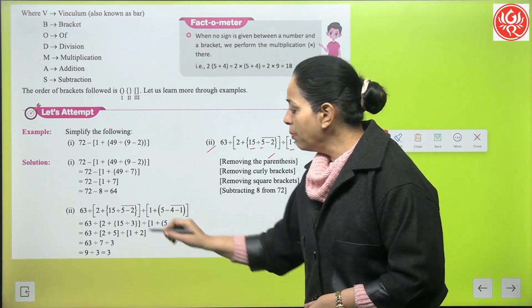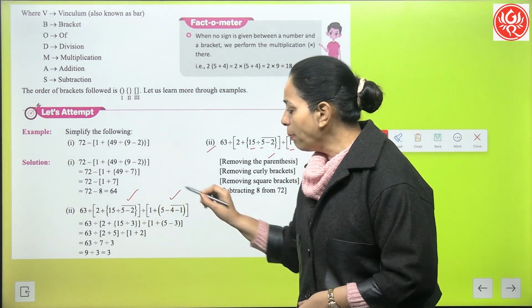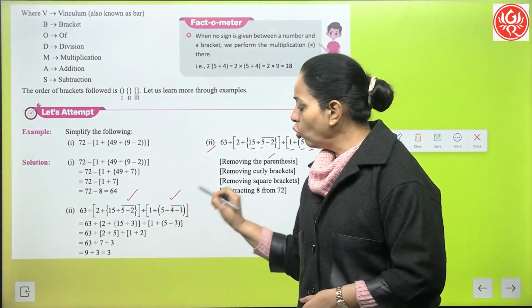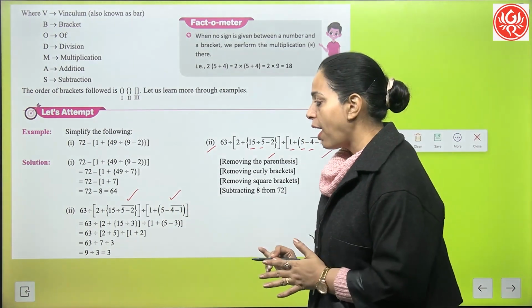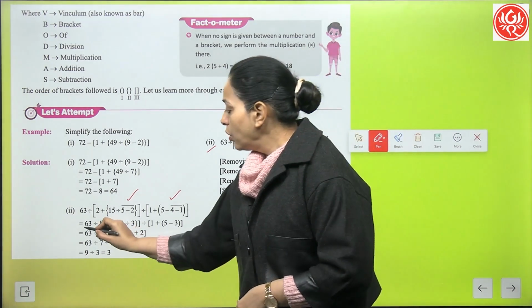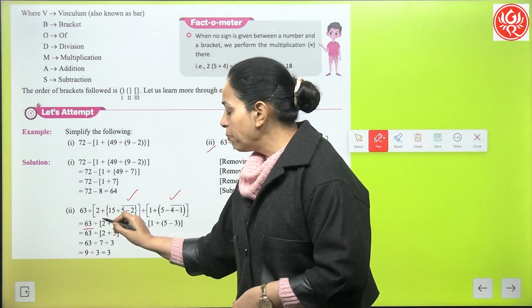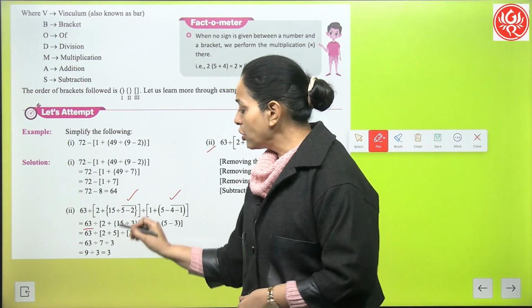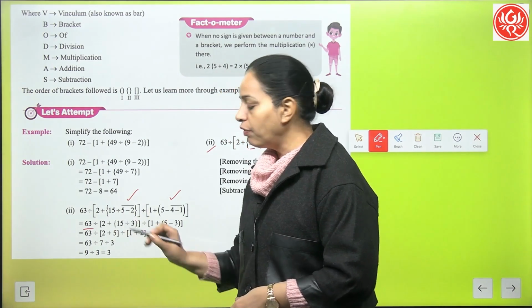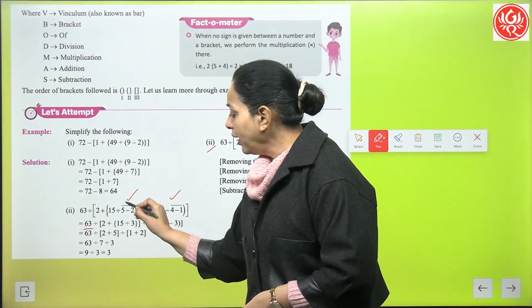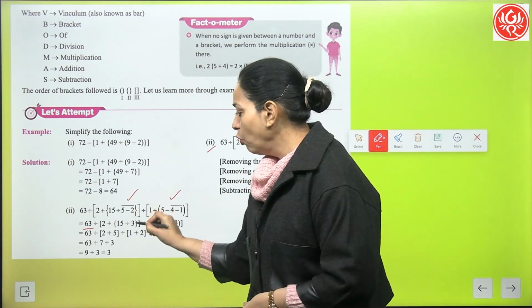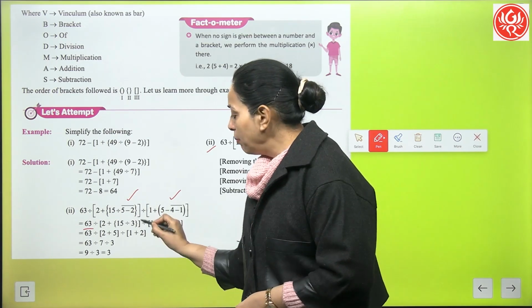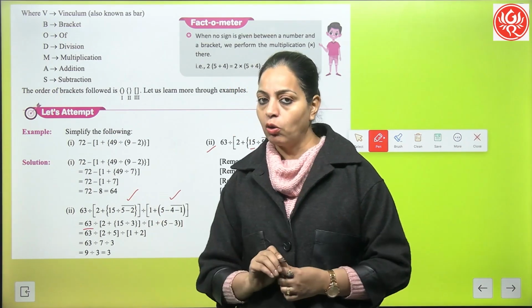हमारे पास क्या है, अब यहाँ पर भी ब्रैकेट्स हैं, यहाँ पर भी ब्रैकेट्स हैं और इन दोनों में बार्स हैं. So what to do? We have to solve first bar. So what will you do? 63 divided by square bracket 2 plus curly bracket 15 divided by, it becomes 5 minus 2 means 3. So remove bar, okay, curly bracket closed, square bracket closed.